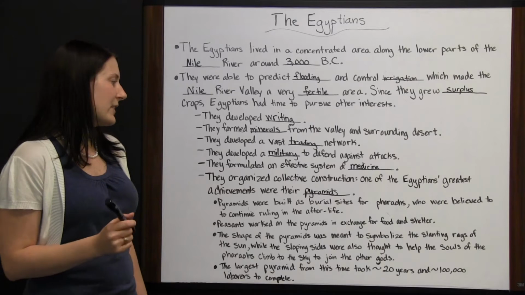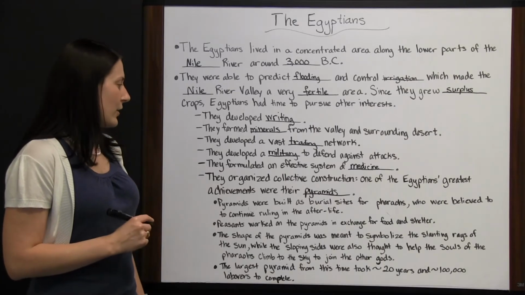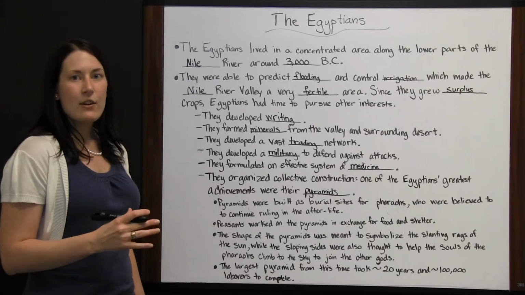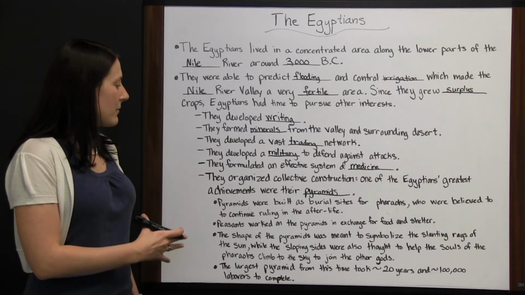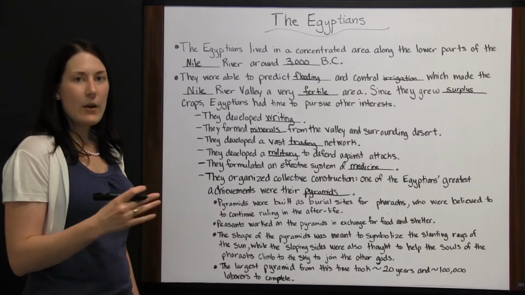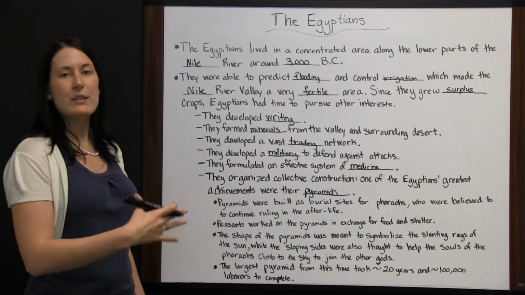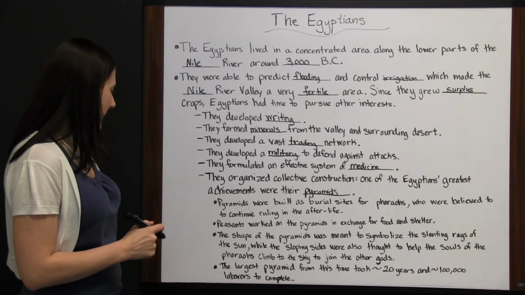Peasants worked on the pyramids in exchange for food and shelter. So for people who maybe didn't have their own area of land, people who wanted these pyramids built would say, okay, you come build on the pyramid, we'll feed you and make sure you've got a place to live.